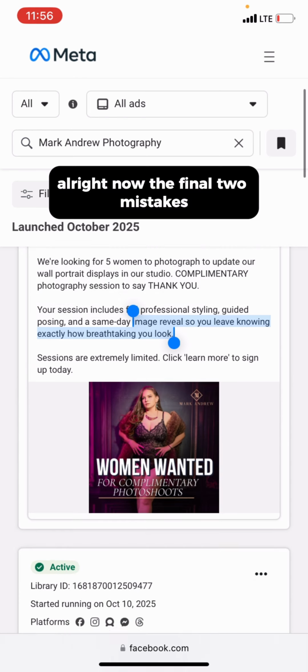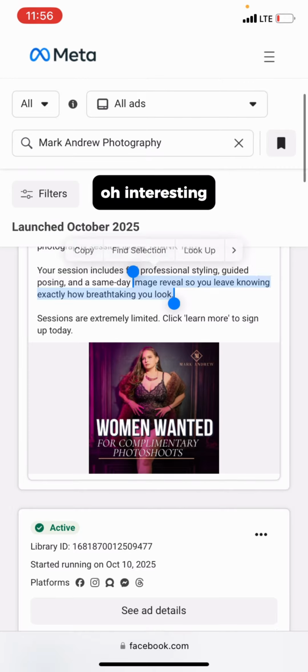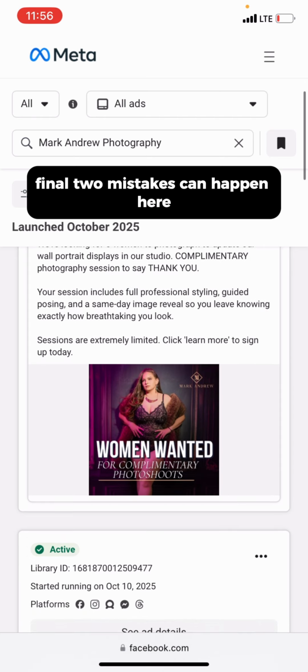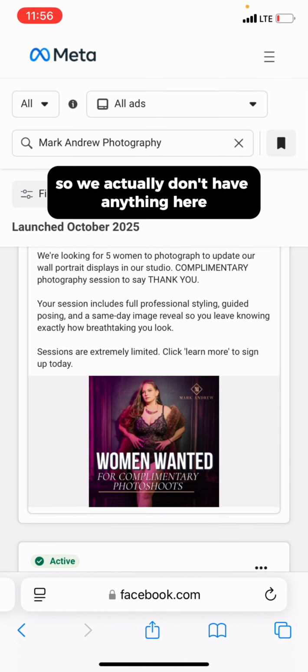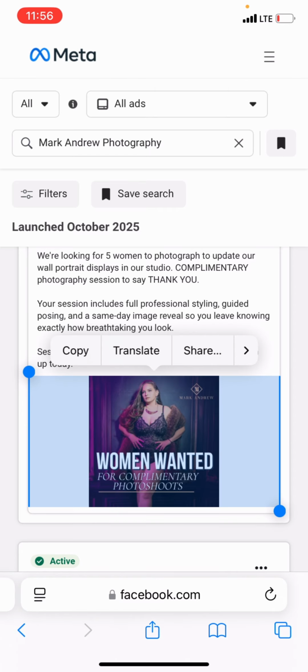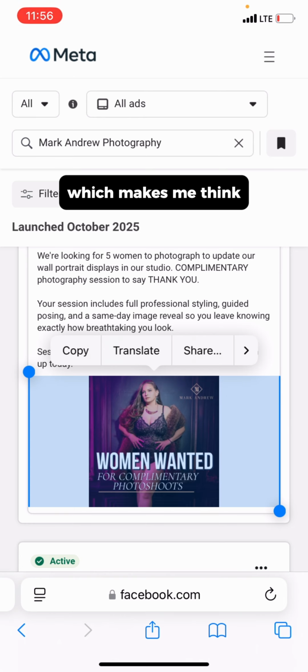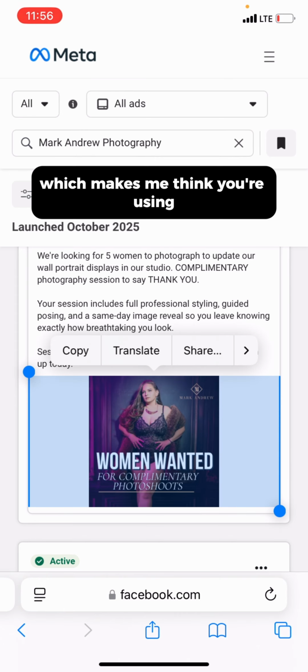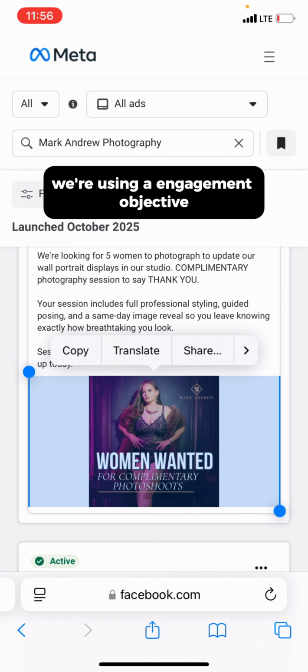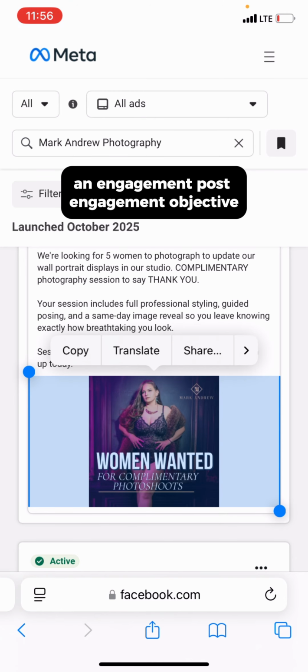All right, now the final 2 mistakes. Oh, interesting. The final 2 mistakes can happen here at the bottom of the ad. So we actually don't have anything here, which makes me think we're using an engagement objective, a post-engagement objective.